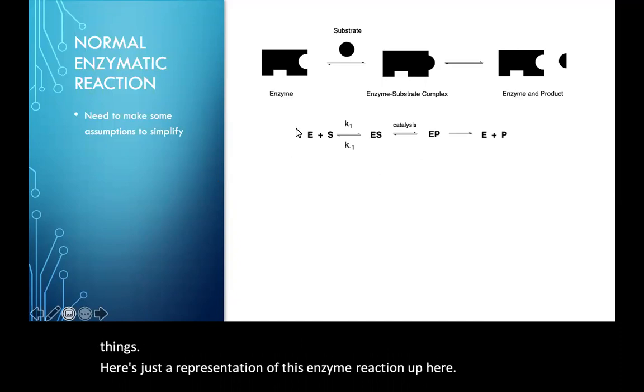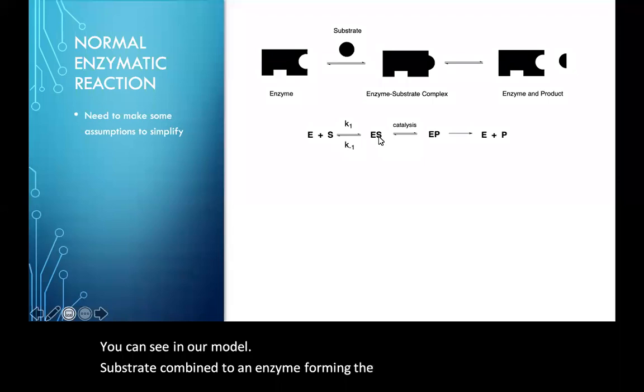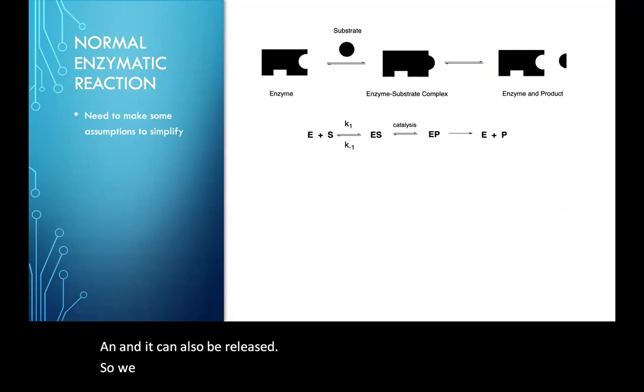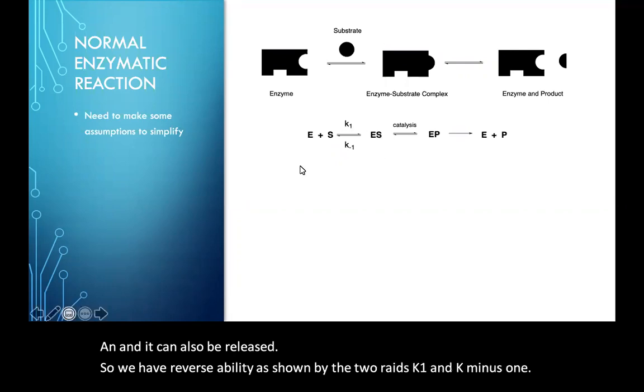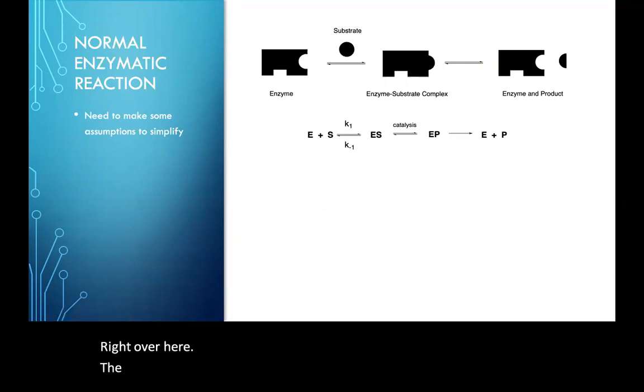You can see in our model, substrate can bind to an enzyme forming the ES complex, and it can also be released. So we have reversibility as shown by the two rates K1 and K minus 1 right over here. The enzyme then converts the substrate to product. This is also reversible, and then releases it.